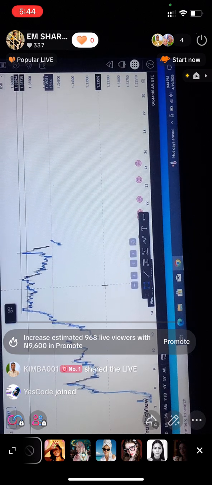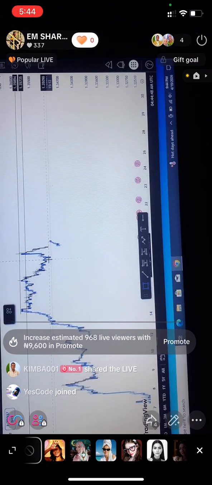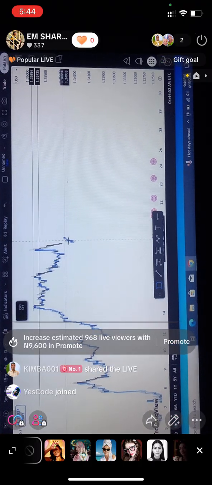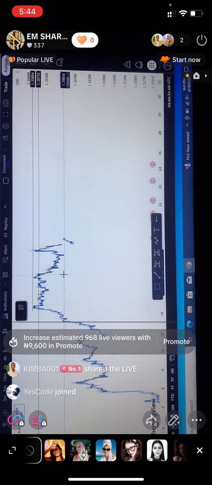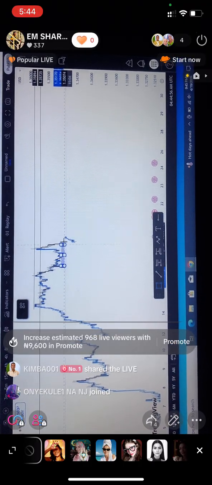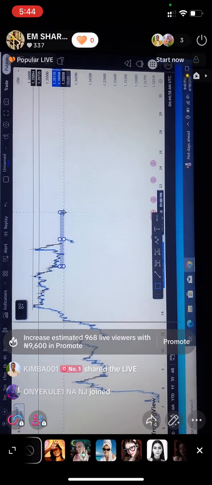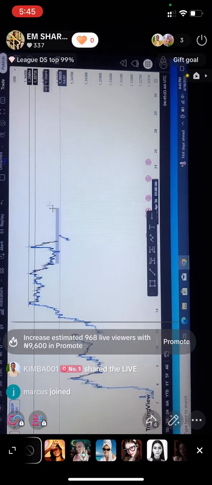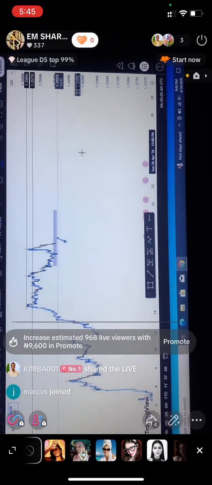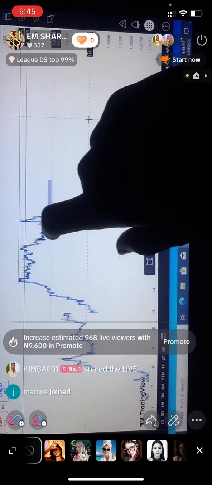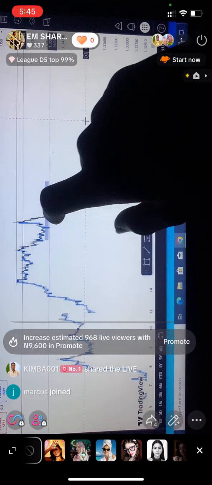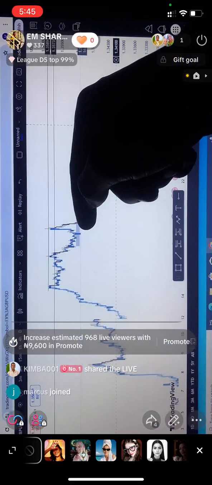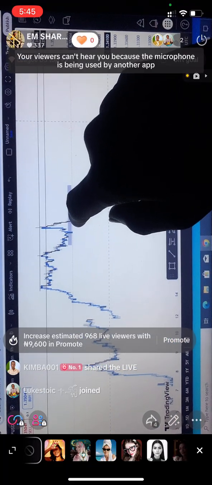Remember, this was previously a support level, but once the market broke through this support level, it already turned into a resistance level. So what I mean is that this was previously a support level before the market broke, but once the market breaks through the support level, it has already turned to resistance.